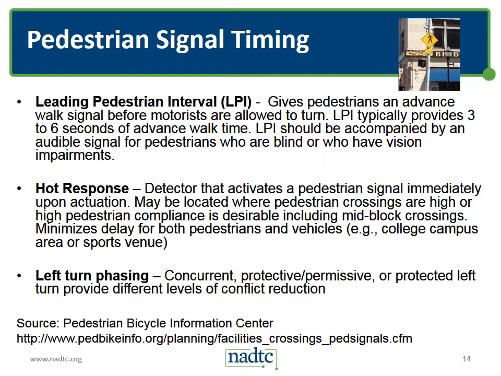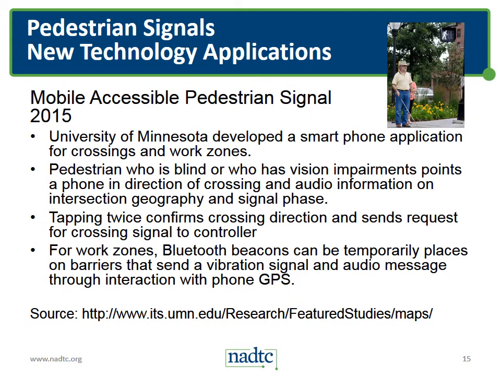A left turning phase, which is another type of signalization, can provide a protected left-hand turn to minimize car and pedestrian conflict. And again, if you want to find out more about this information, you can go to the Pedestrian Bicycle Information Center that I mentioned, and the link is also available here on slide 14. So that was a general overview of the types of pedestrian signal timing that most of us see, and all that information, as I said, is available on the PBIC website.